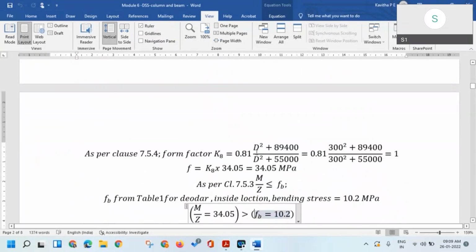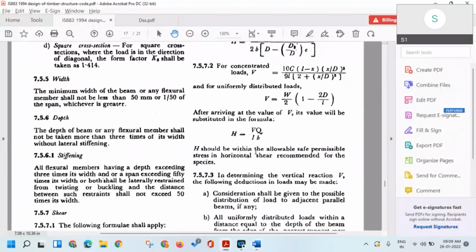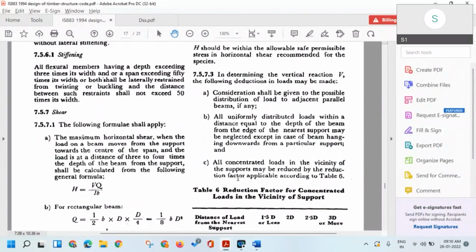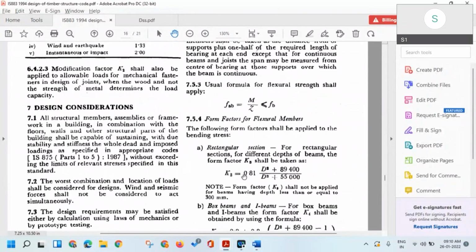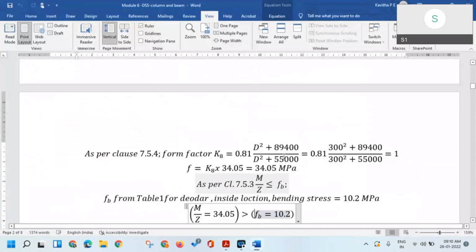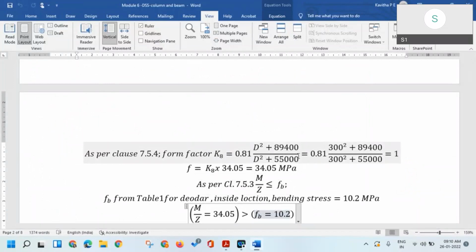As per clause 7.5.4 of 883, the bending stress has to be multiplied with a constant K8. The equation for K8 is given in 7.5.4. For the rectangular section, K8 is 0.81 D square plus 89400 divided by D square plus 55000. Calculating the value of K8 with capital D as 300, it is obtained as 1, and thus the bending stress value is K8 into 34.05.